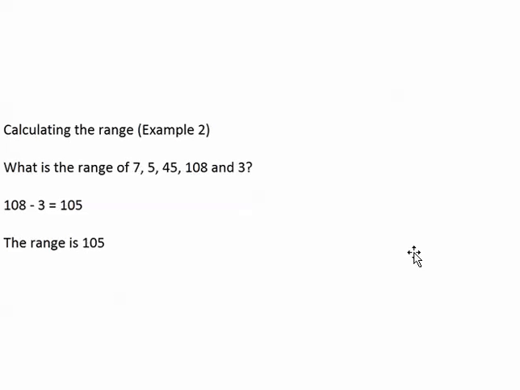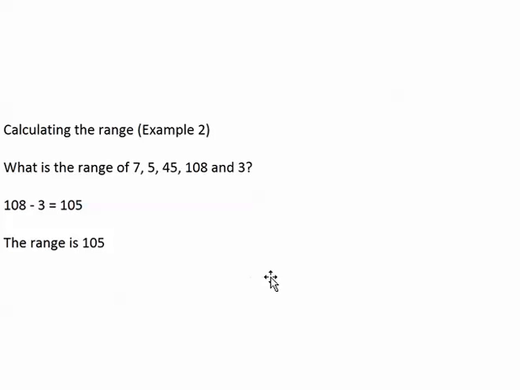This second example says, what is the range of 7, 5, 45, 108, and 3? In this data set, the largest value is 108, and the smallest value is 3. So to get the range, we need to subtract 108 by 3. 108 minus 3 is 105, so the range of this data set is 105.